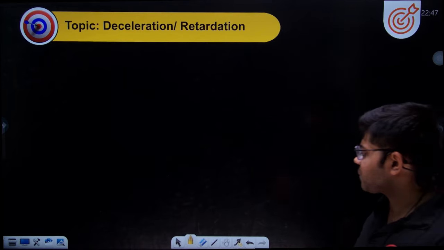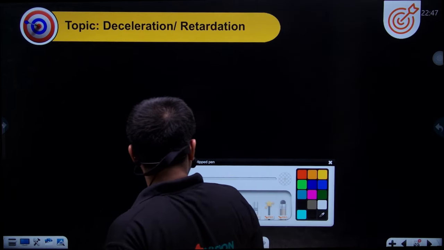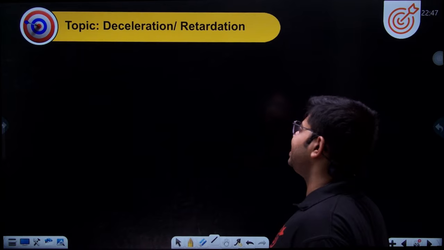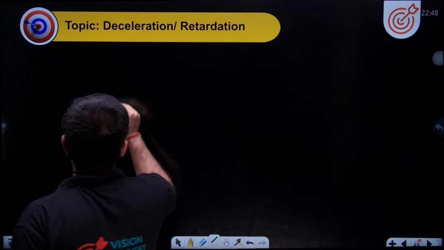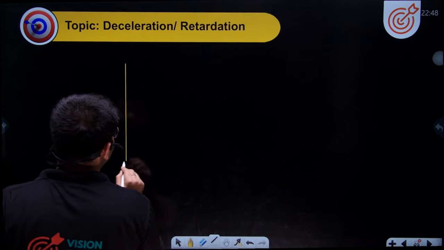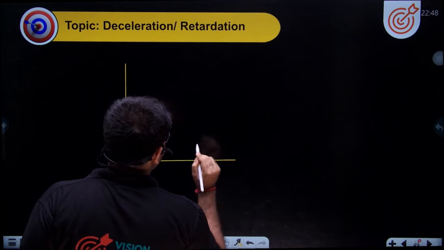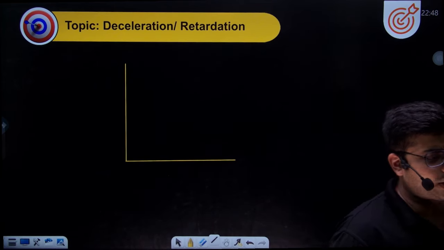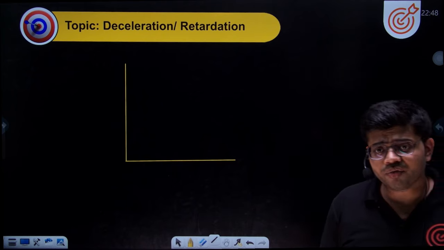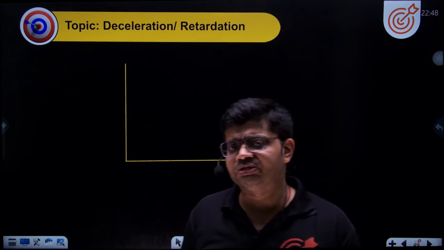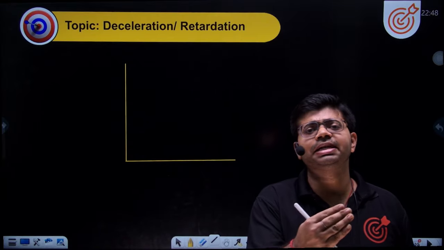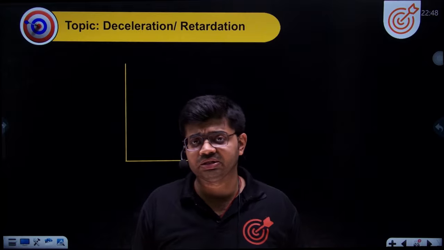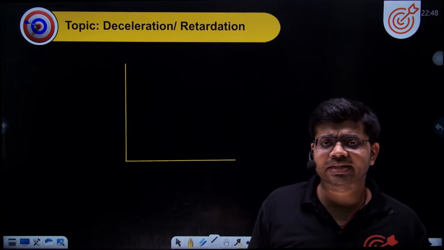Now, we talked about acceleration. Similarly, we can also talk about retardation or deceleration. Now, what is retardation or deceleration? That is nothing but negative acceleration. What is negative acceleration? Acceleration is the rate of change of velocity. When the rate of change of velocity is positive, that is the velocity is increasing constantly, we say that our acceleration is positive. We call it positive acceleration.